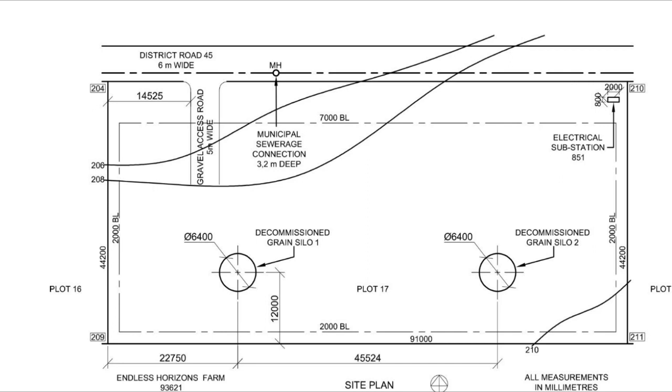Okay, so let's dive a bit deeper here. You can see here the district road, the municipal sewer connection, the depth of that 3.2 meters. You have your building lines that you're familiar with now at this stage. You've got the different spacings here. So you can see you've got about 45 meters between the 2 silos, center to center. The plot number, you've got your access road, you've got your corner heights. So all of this you need to take in consideration.